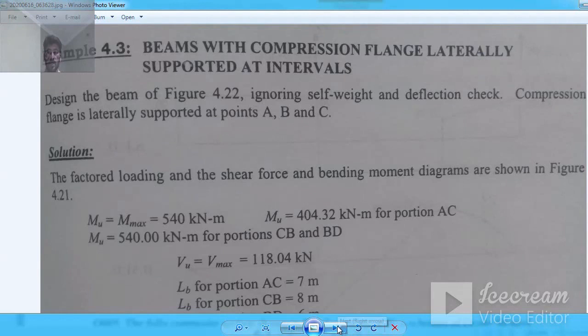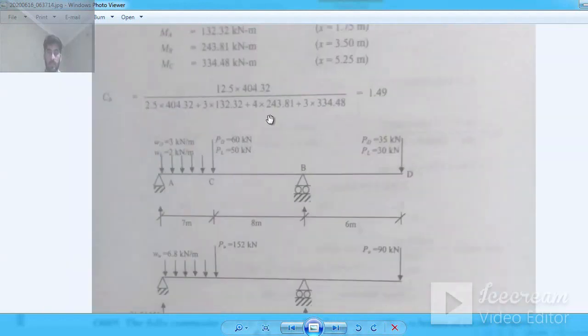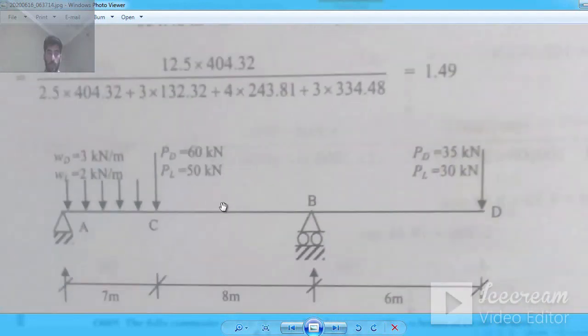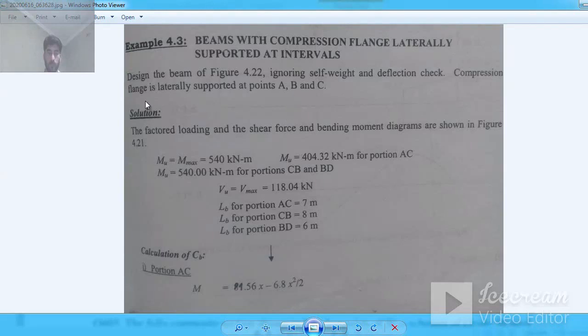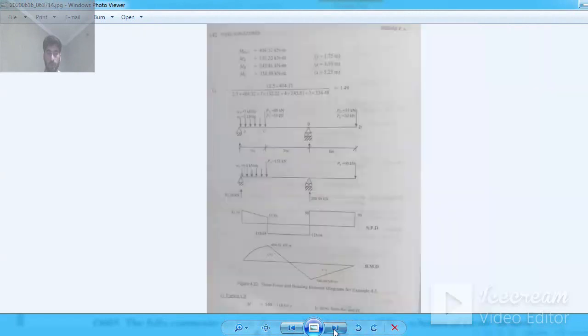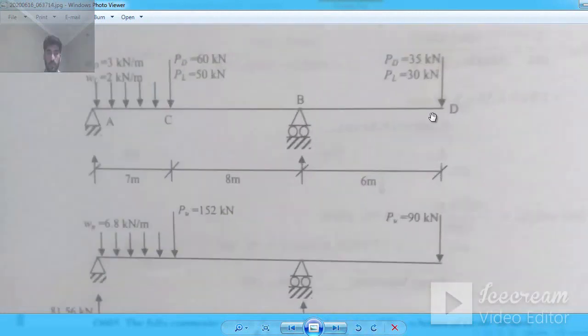This is the example, and you see that this is a cantilever beam with portions A, C, B, D. It says that the compression flange is laterally supported at points A, B and C, not at point D. Clear? Not at point D. Here the beam is free, this is the cantilever portion.